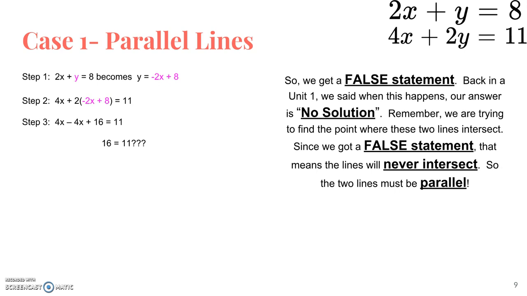Just remember we're trying to find a point where these two lines intersect. So if you get a false statement, that means that these lines will never intersect. So that means that these lines must be parallel.